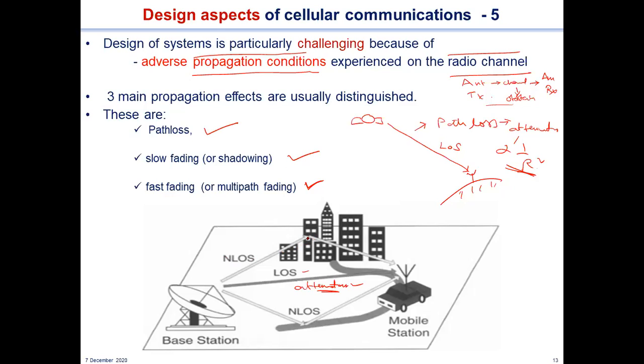This may be due to reflection, diffraction or scattering. These are the things we'll see. We have seen multipath effects in the previous session: delay spread and the Doppler effect. We have seen them only at a peripheral level, and slow fading, shadowing, and all we have not seen.